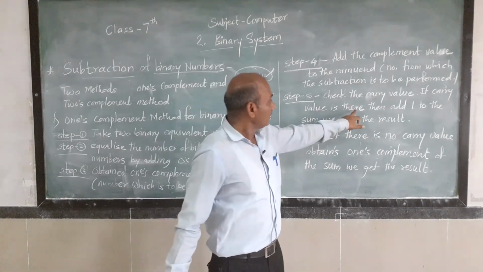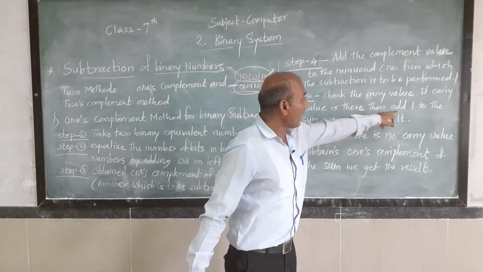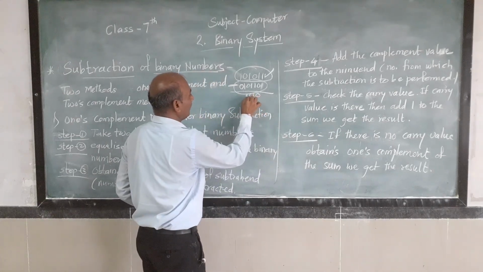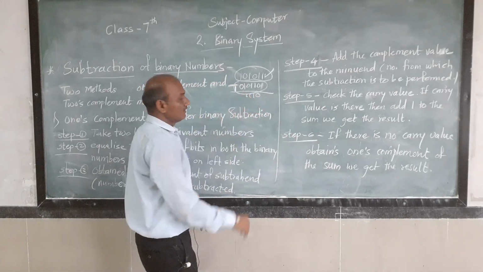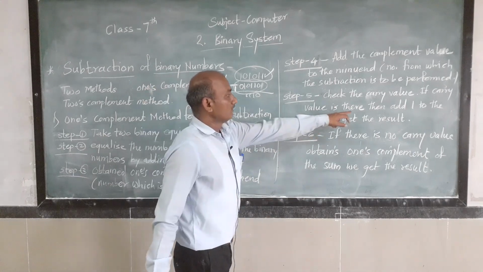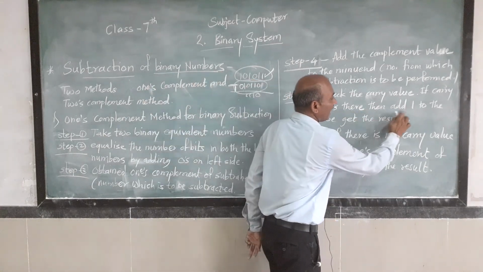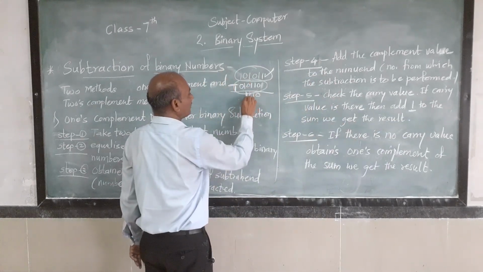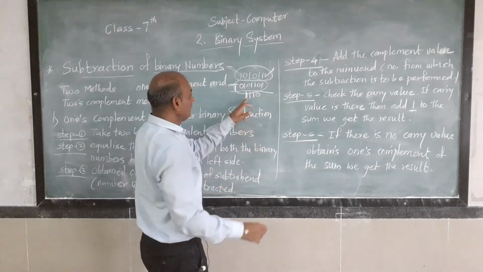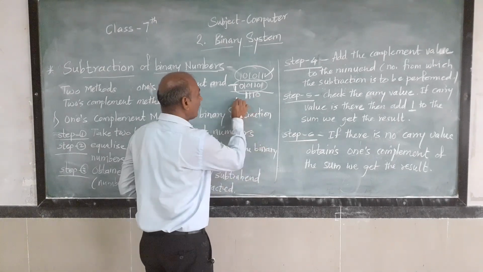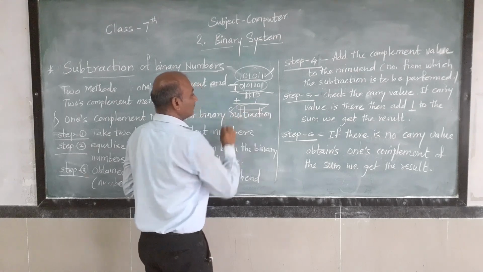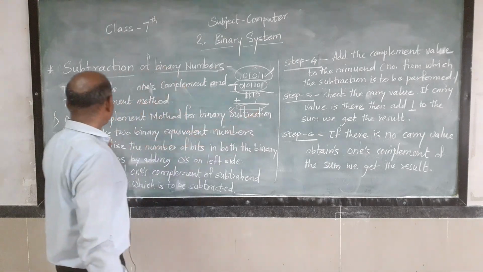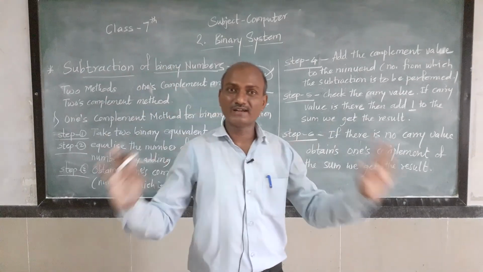Then what? If the carry value is there, then add 1 to the sum, and we get the result. If 0 1 1 1, one carry value is coming here, then what do we do? We have to add 1 to the sum. Whatever sum we get, in that result we have to add 1 again, and you get the result correctly. It means the subtraction by 1's complement is done perfectly.